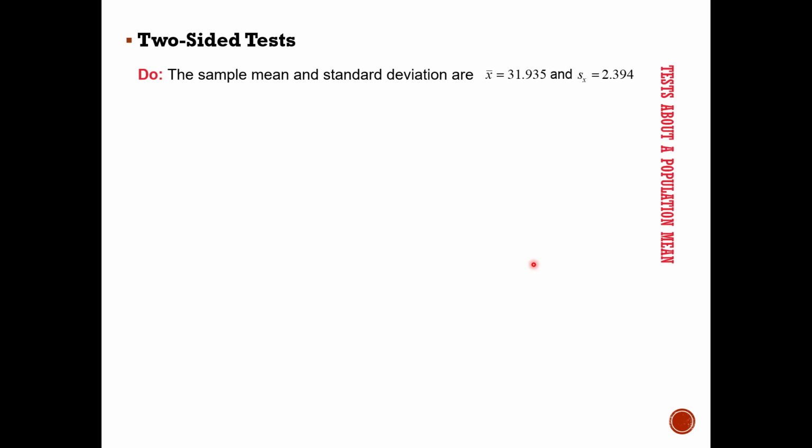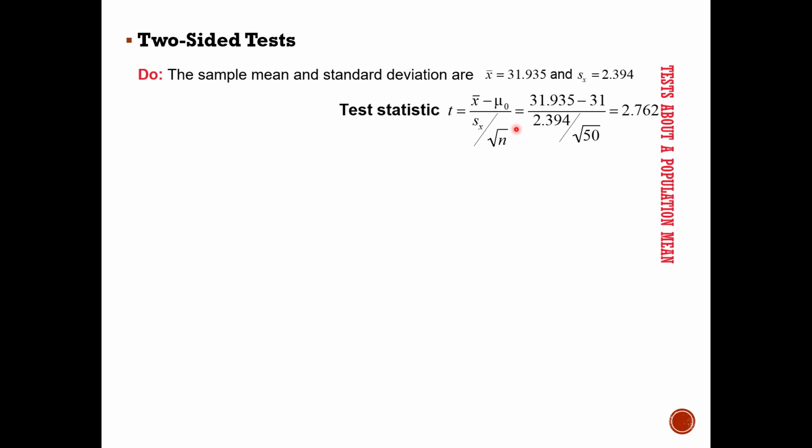Okay, for the do step, now we get into actual calculations. The sample mean and the standard deviation are in the Minitab output, remember. So x bar is going to be 31.935. S sub x is going to be 2.394. There we go. So again, that test statistic formula: t equals x bar minus mu null divided by S sub x divided by root n.